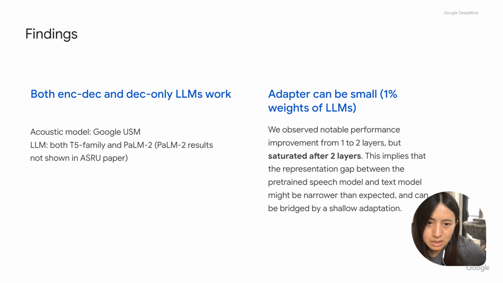We observed that if we increase the adapter layer from 1 layer to 2 layers, we indeed saw improvement. However, this improvement saturates after 2 layers. So this implies that the representation gap between the pre-trained speech model and the text model might be narrower than expected, and it can be simply bridged by a shallow adaptation.